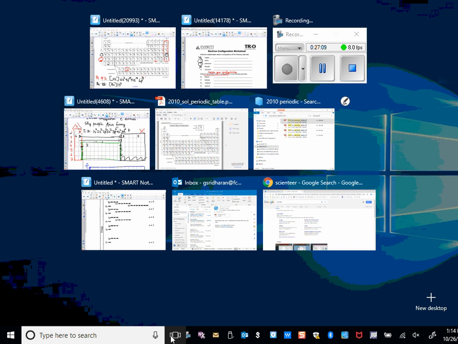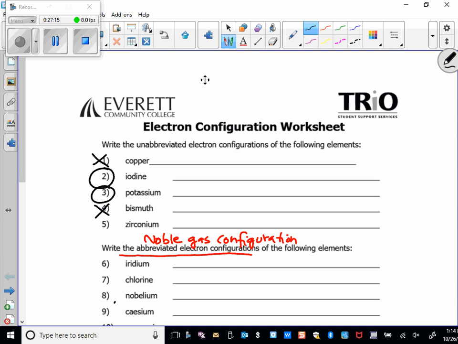All right. So now let's try the electron configuration. Who's making all those noises?